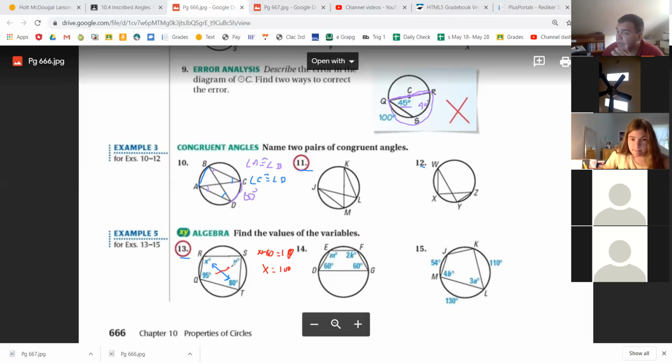Same is true for the other diagonal. 95 plus y should equal 180. You subtract 95 on both sides. Y should be 75. How do you know this? Like, can you assume?